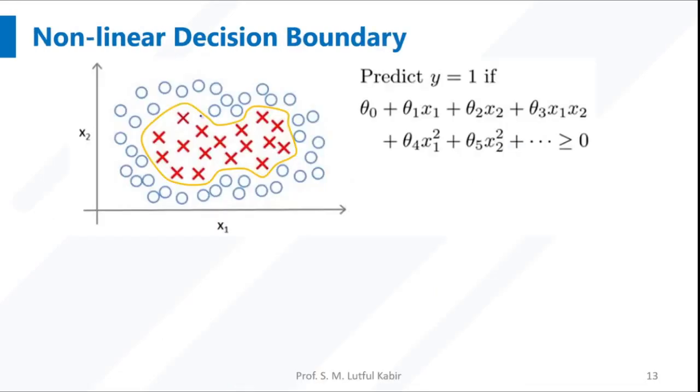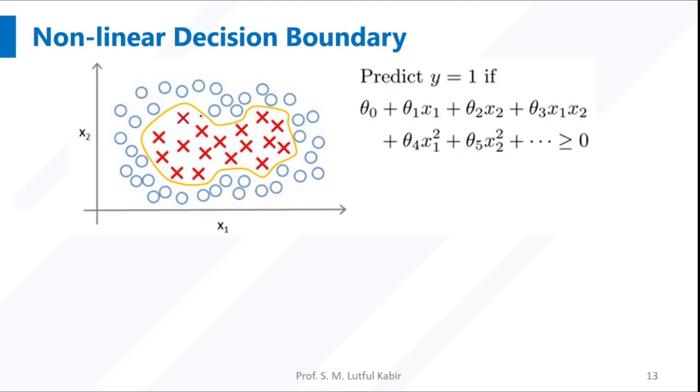Previously, we talked about linear decision boundary. Now let us discuss nonlinear decision boundary. Let us see this example. The red crosses are positive examples and circles are negative examples, or true and false. These are the true and those are the false.